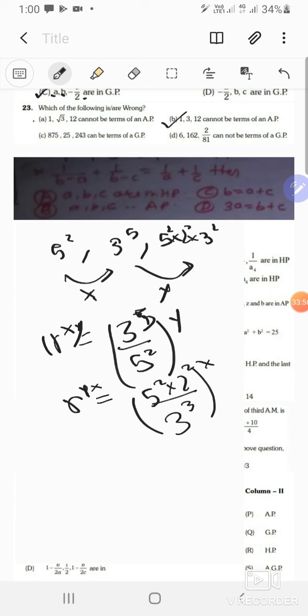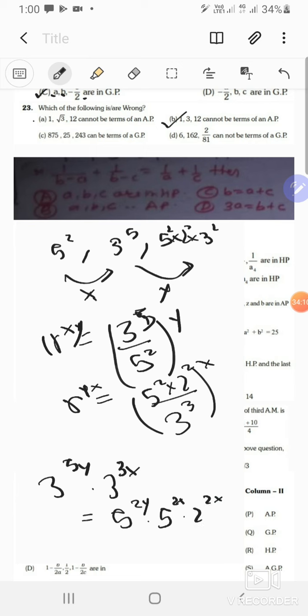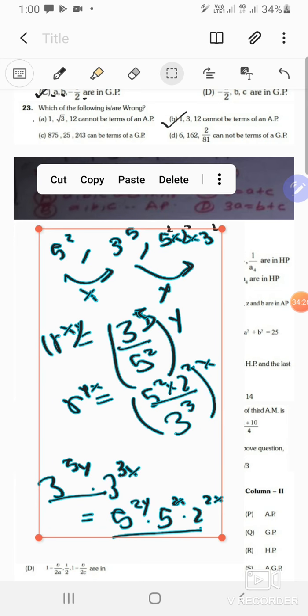So what do you get from that? You get 3 to the 5y into 3 to the 3x has to be equal to 5 to the 2y into 5 to the 2x into 2 to the 2x. That does not look correct. I mean, yes, this is not correct. This is a multiple of 3 and this is not a multiple of 3. So yeah, these cannot be the terms of a GP. Wow, that's weird. I was not expecting that though. How come those cannot be terms of a GP?